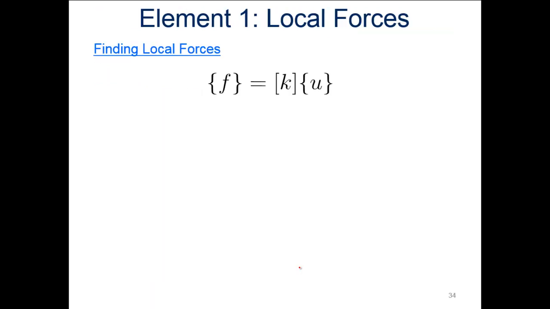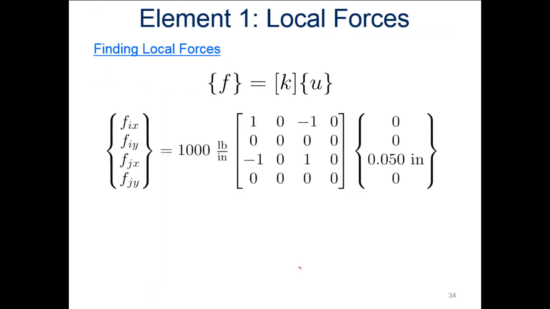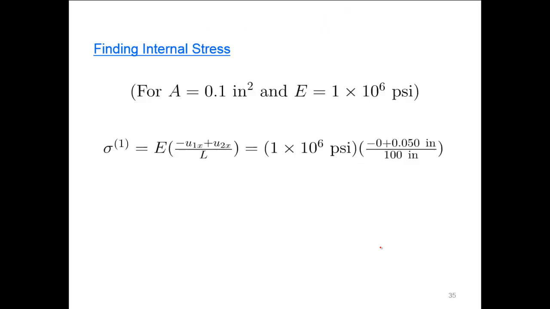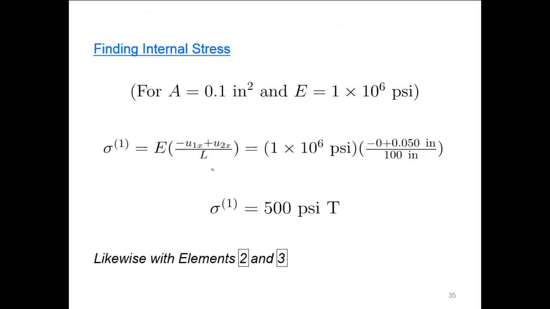All right, for local forces in element 1, we're going to plug in our stiffness matrix for our element times the local displacements we just found. We can figure out the local forces. And we get the local forces at x in node I and x in node J as -50 and 50 pounds. Looks good there. So finding the internal stress, we got the local displacements, and we can substitute in for those and come up with 500 psi. It being positive, it is in tension, so the T stands for tension here.